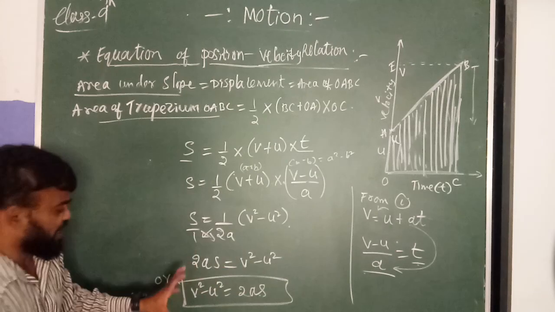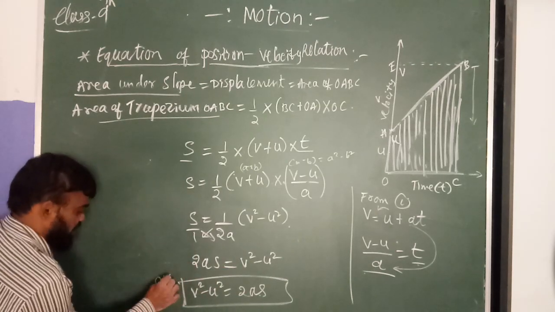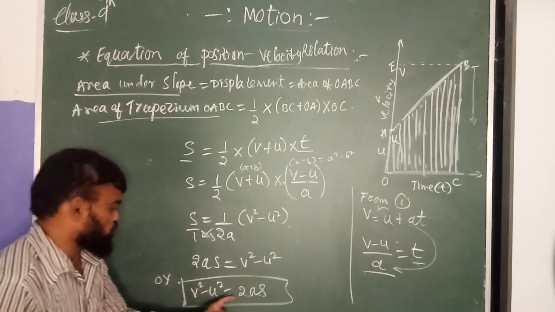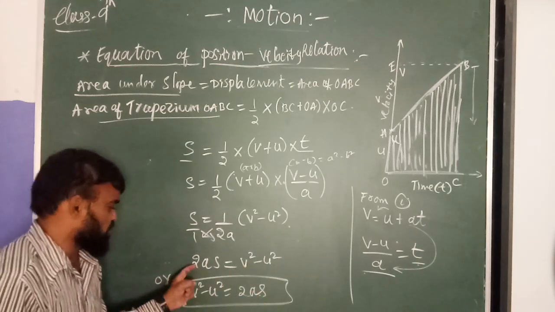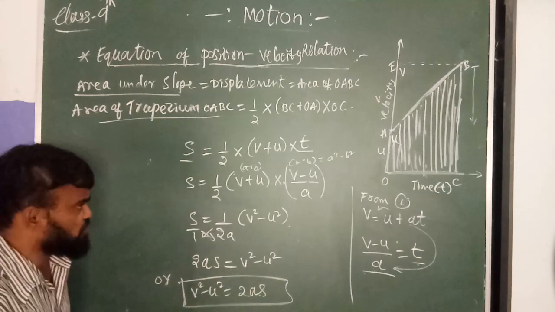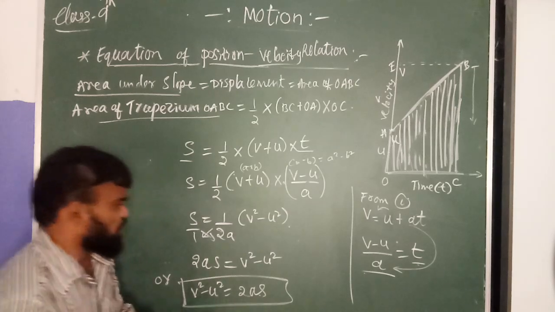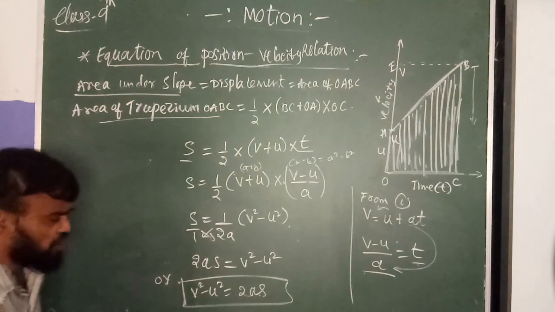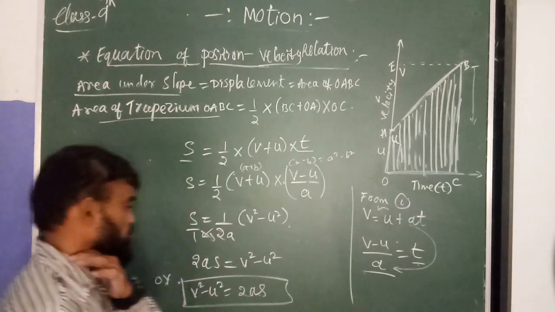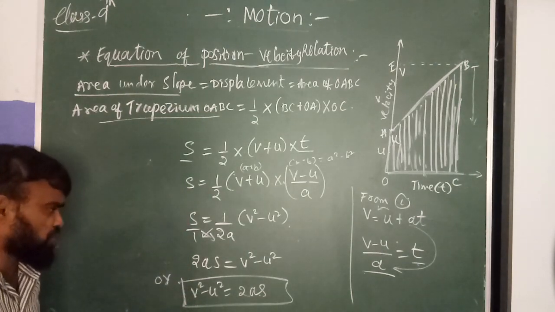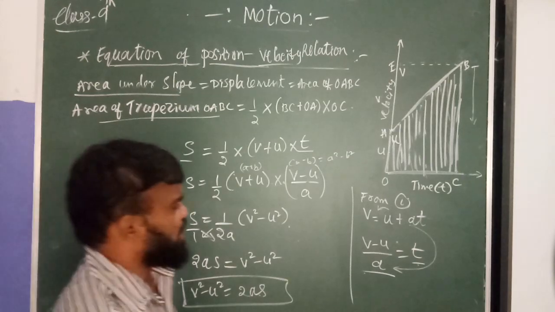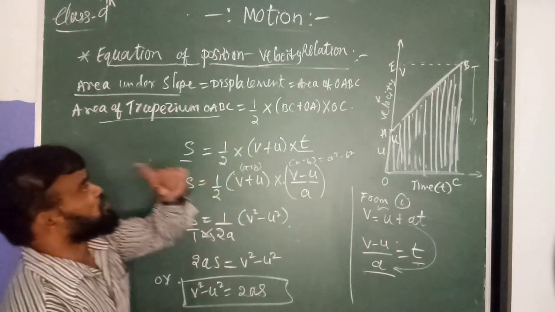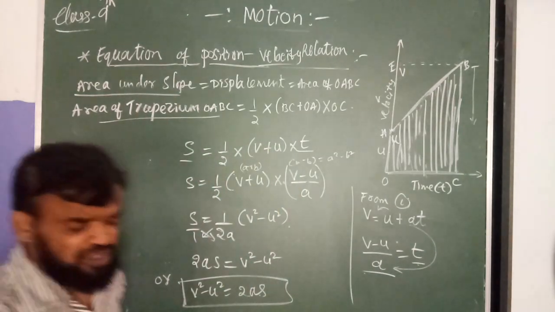We can rearrange this: V squared minus U squared is equal to 2AS. This is the third one I have done, the equation of position-velocity relation. That is V squared minus U squared is equal to 2AS. This is the topic I have done, the motion chapter, part 2. You can watch it. Okay.